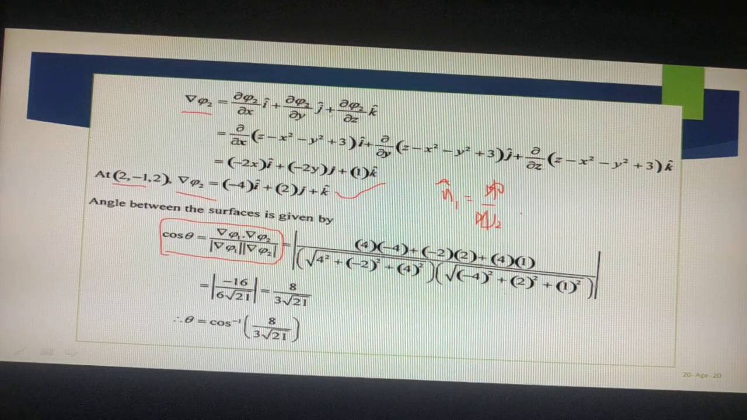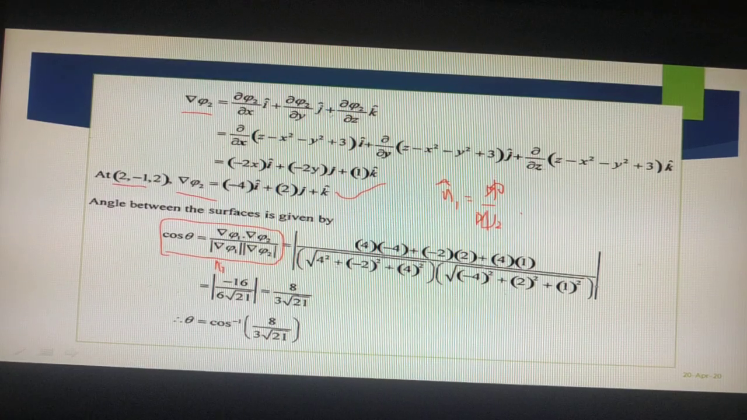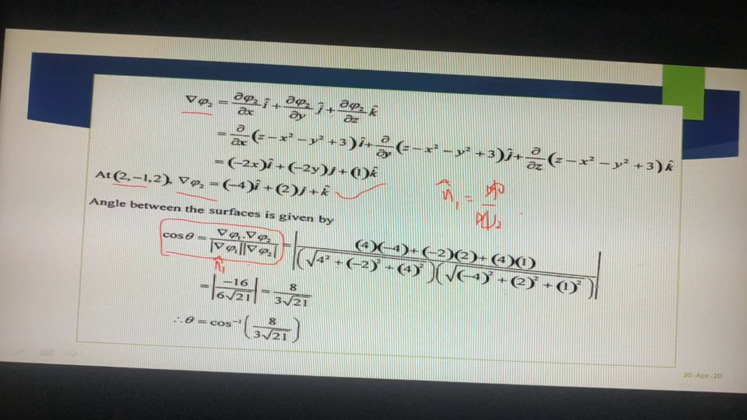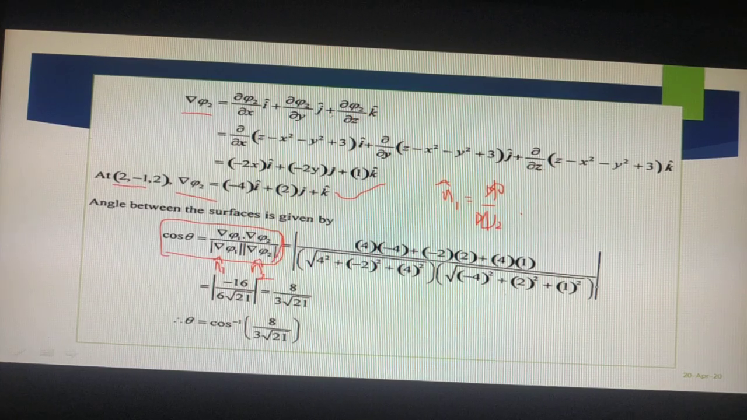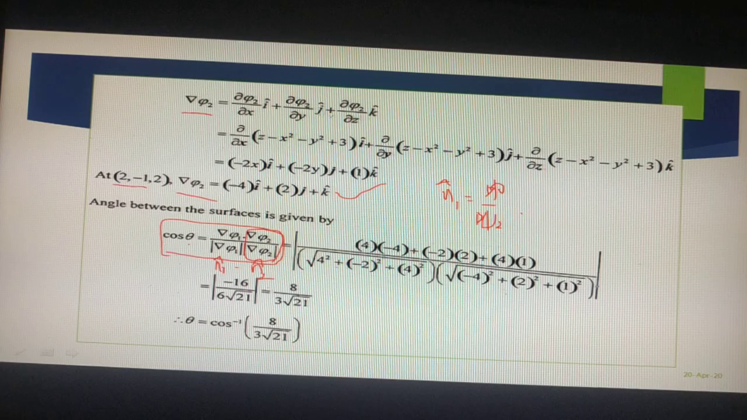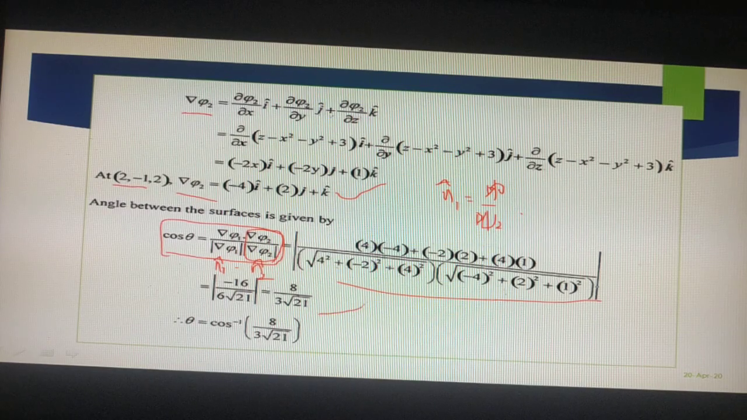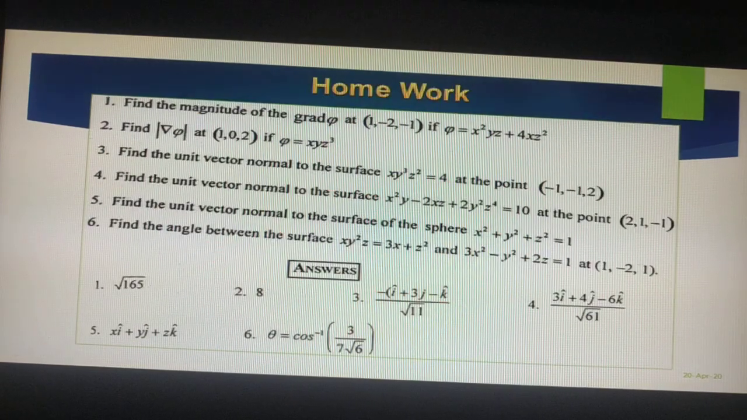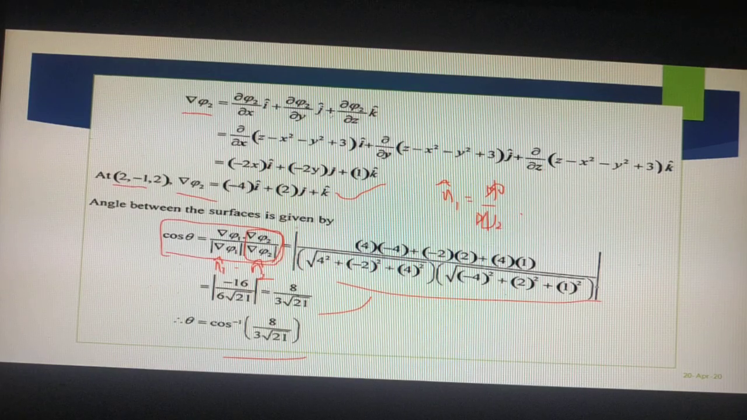So this is your unit normal vector n1 cap, and this is your other unit normal vector n2 cap. If you multiply n1 into n2, that will give you cos theta. Otherwise just remember cos theta as del pi 1 by mod del pi 1 into del pi 2 by mod del pi 2. Just use that formula and simplify, and you will get the angle. So these are different problems based on your gradient.